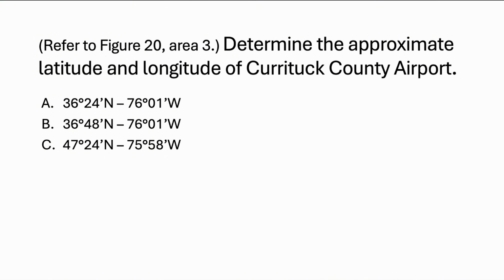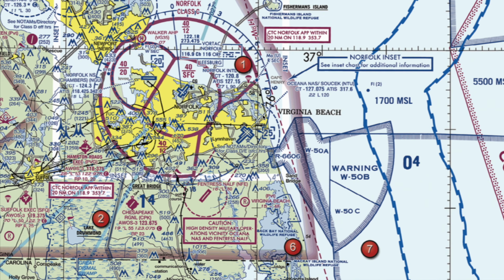So let's put that into practice and look at figure 20, area 3. The question's asking, determine the approximate latitude and longitude of Currituck County Airport. All right, so this one's a nice challenging question. It's fairly easy to find the first line of latitude, right there at 37, and a lot of people struggle to find the line of longitude.